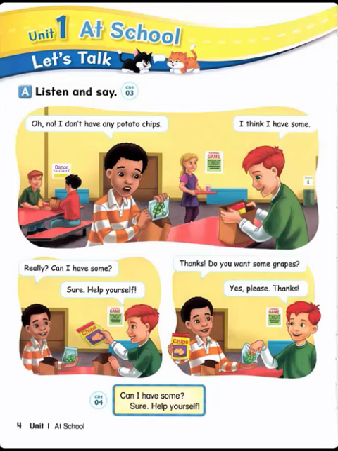Page 4. Language focus. Can I have some? Sure. Help yourself.